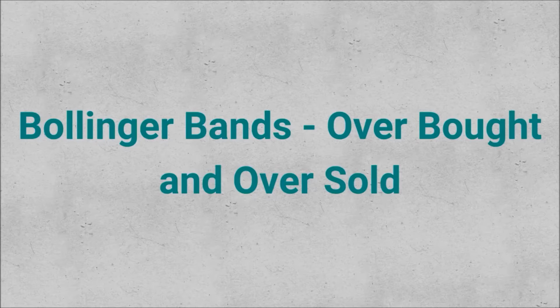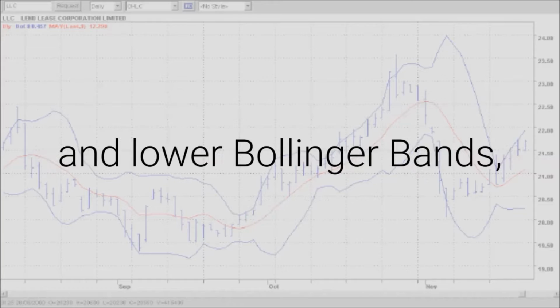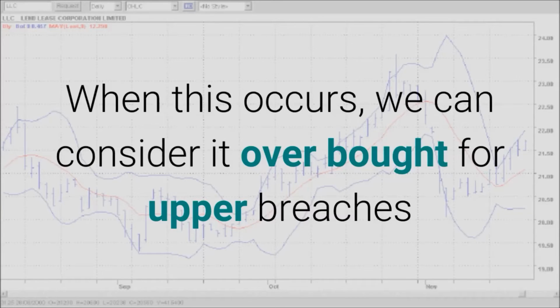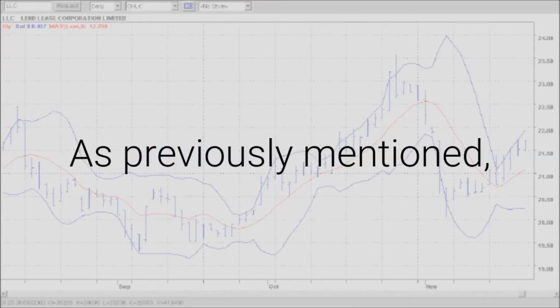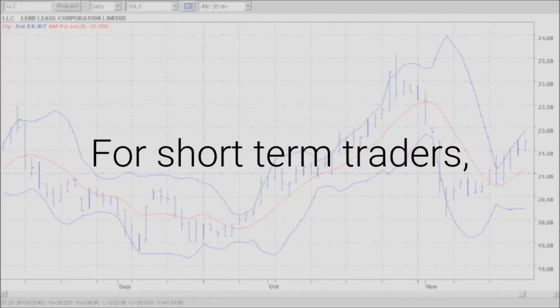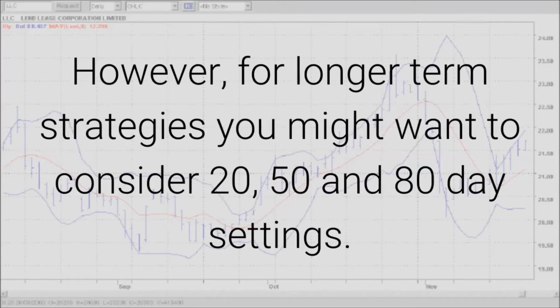Now let's look at how Bollinger Bands help us determine whether the price action is overbought or oversold. While it is normal for a stock's price action to remain within the upper and lower Bollinger Bands, it is also possible for it to breach these areas. When this occurs, we can consider it overbought for upper breaches and oversold when breaching the lower band, with some exceptions. As previously mentioned, Bollinger Bands are used in conjunction with a moving average. For short-term traders, a 9-day moving average along with a 9-day Bollinger Band is quite effective. However, for longer-term strategies, you might want to consider 20, 50 and 80-day settings.